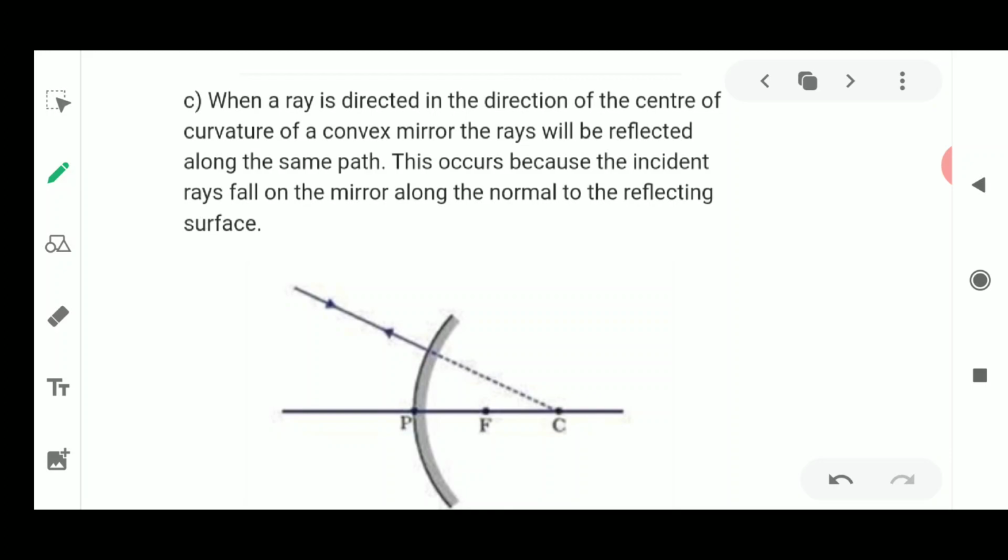Okay, so whatever the position of the object in front of the convex mirror, the image in the convex mirror will always be formed behind the mirror. Whenever it is formed behind the mirror, it is always shown with the help of a dotted line. Okay, so please remember this.